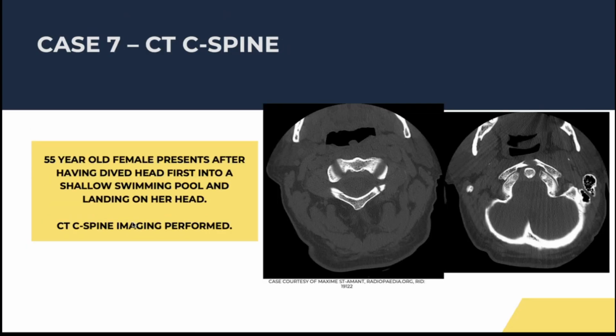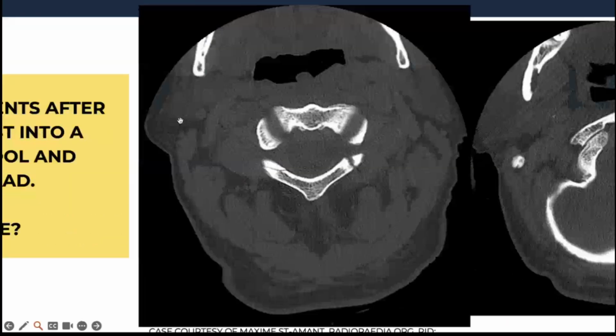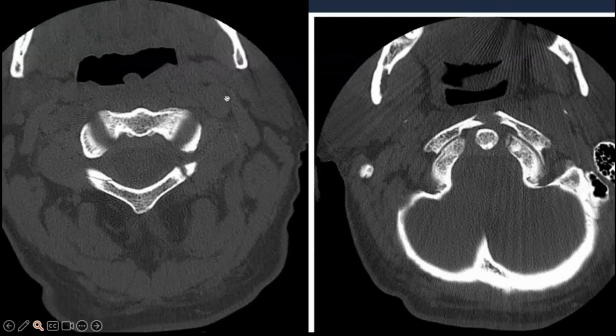So looking at case 7, we have a 55-year-old female who presented after having dived headfirst into a shallow swimming pool and landing on her head. So some CT C-spine imaging has been performed. What can you see? If I was to zoom in here and move a bit closer so you can have a look. If I explain them a little bit first, so here you can see the top of the peg.